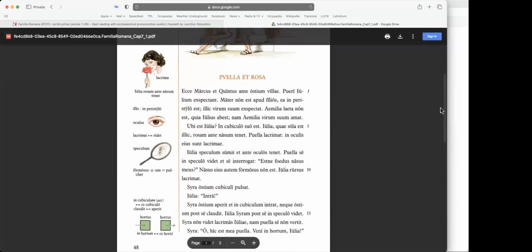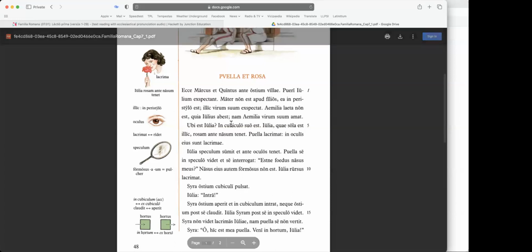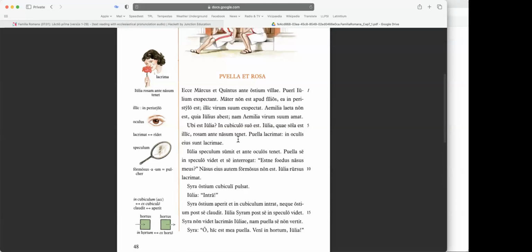I have a question about the first paragraph there. I guess it has to do with how much word order influences the understanding, versus only looking at the declinations. So the first sentence, ecce Marcus et Quintus ante ostium villae. Are they in front of the door to the villa, or are they in front of the door of their villa? Does the villa in that sense belong to ostium, or does it belong to Marcus et Quintus?